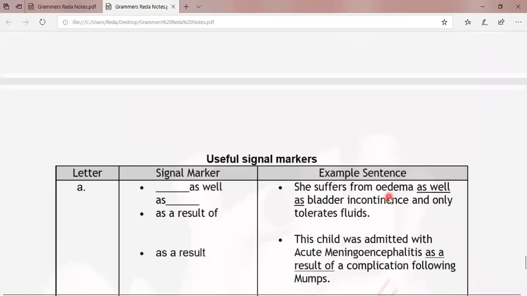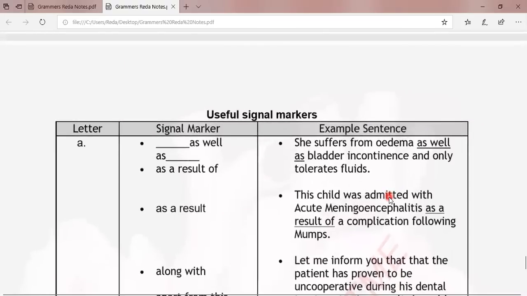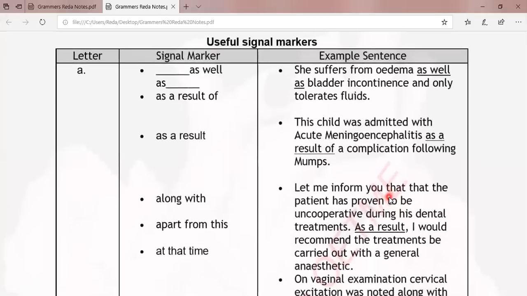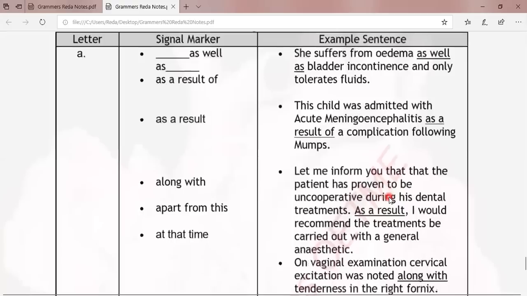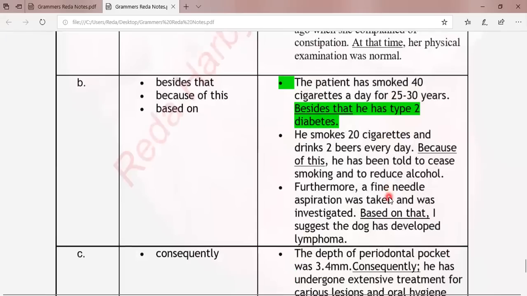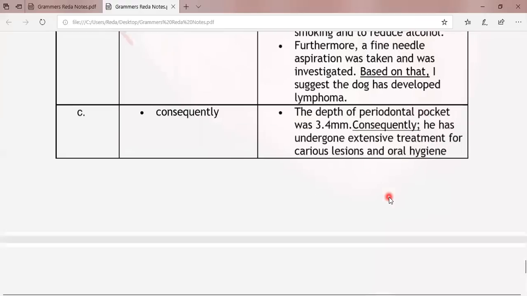Okay, as well as, as a result of, along with, apart from. Learn from here to write strong sentences, strong words that will elevate your level and marking criteria for you. Consequently, okay, consequently, semicolon or comma alone, he has undergone, not underwent or undergo, he has past participle, extensive treatment for carious lesions and oral hygiene.